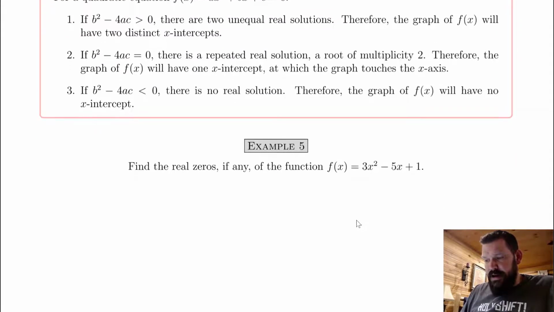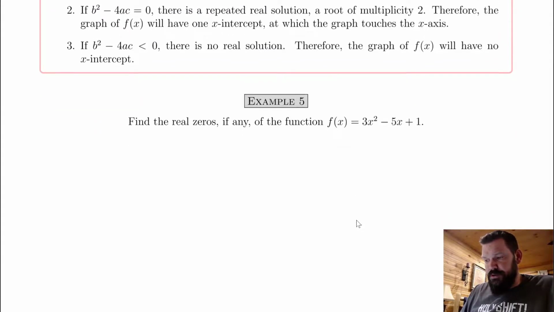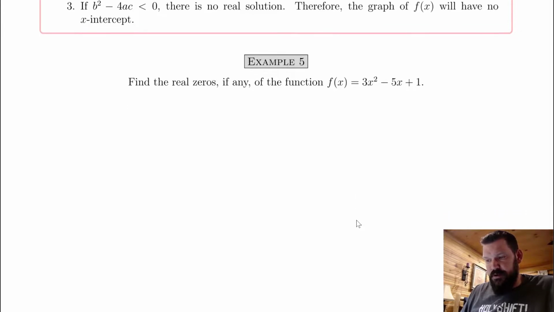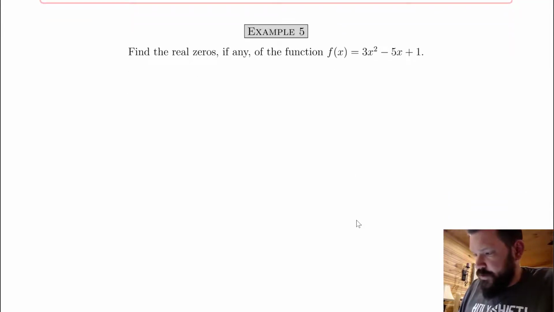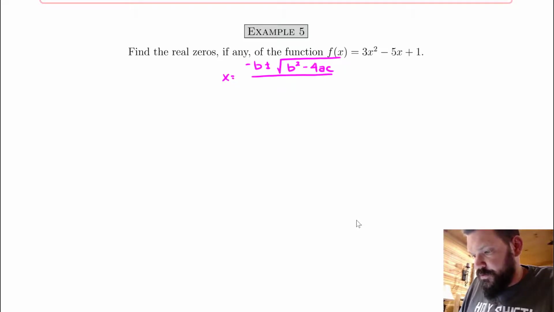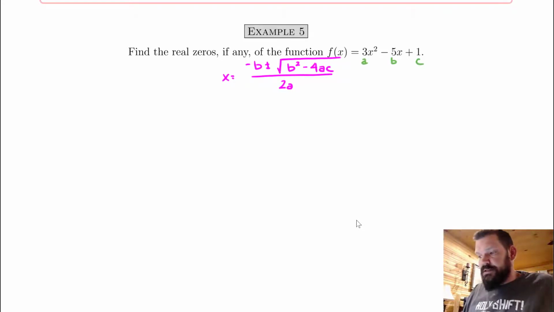So example 5 wants us to use the quadratic formula to find the zeros of the function. Now the quadratic formula is x equals the opposite of b plus or minus the square root of b squared minus 4ac all over 2a. And remember, the naming convention for our quadratic or any quadratic equation is ax squared plus bx plus c.